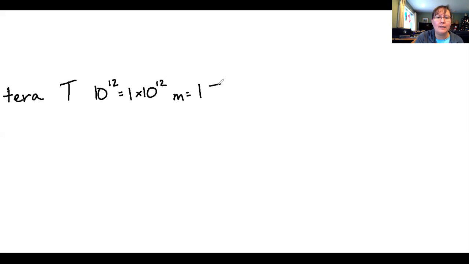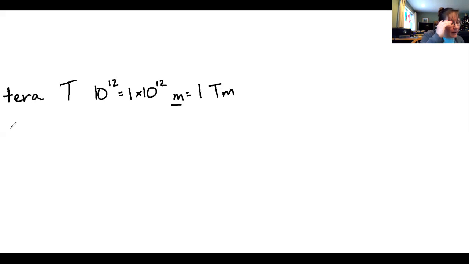It says tera, and the unit for tera is a capital T. Don't mix up your capitals and your lower cases for this. And what they tell us here, well, there's way too many zeros there. I don't want to count them. So it says 10 to the 12, which I know means 1 times 10 to the 12. And we'll go with meters just for the fun of it. Meters in 1 terameter. It's always based to there.